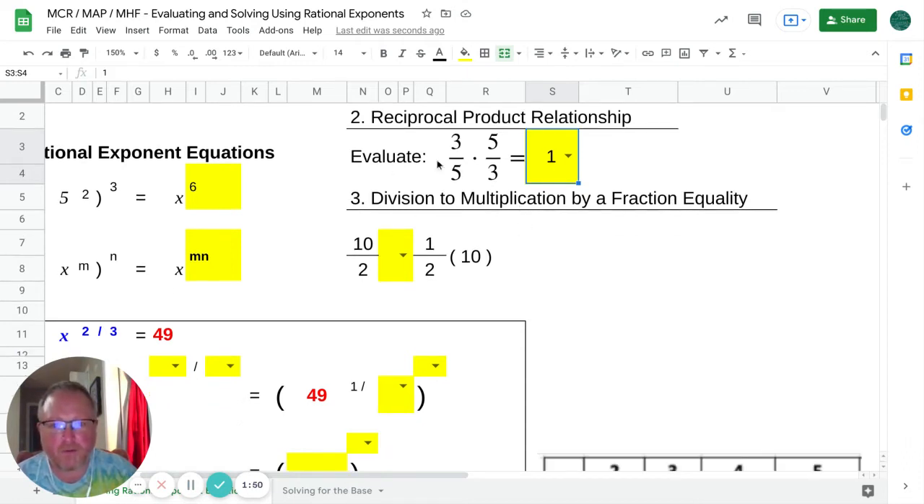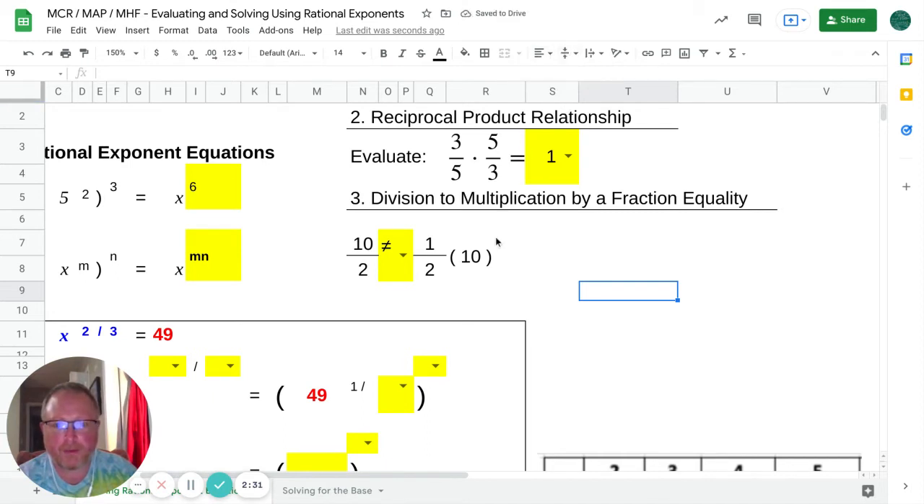All right, so here's something else. A third thing that we need to review before we solve these equations is this: division to multiplication by a fraction equality. So if you notice, how many times does 2 go into 10? So 2 goes into 10, 5 times. And then what is 1/2 of 10? So 1/2 multiplied by 10. Well, that's also 5. So are they equal or not equal?